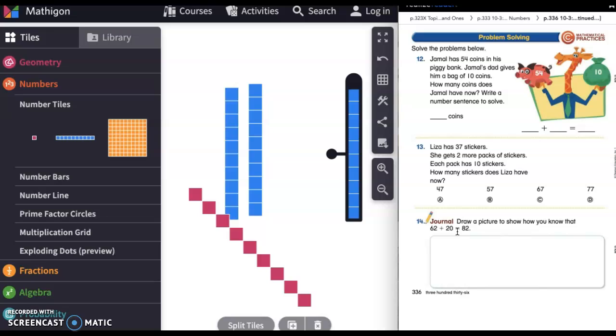Once you are finished with all of your work, you're going to take a photo like you always do and submit it onto Seesaw so I can see the remaining of your work here.